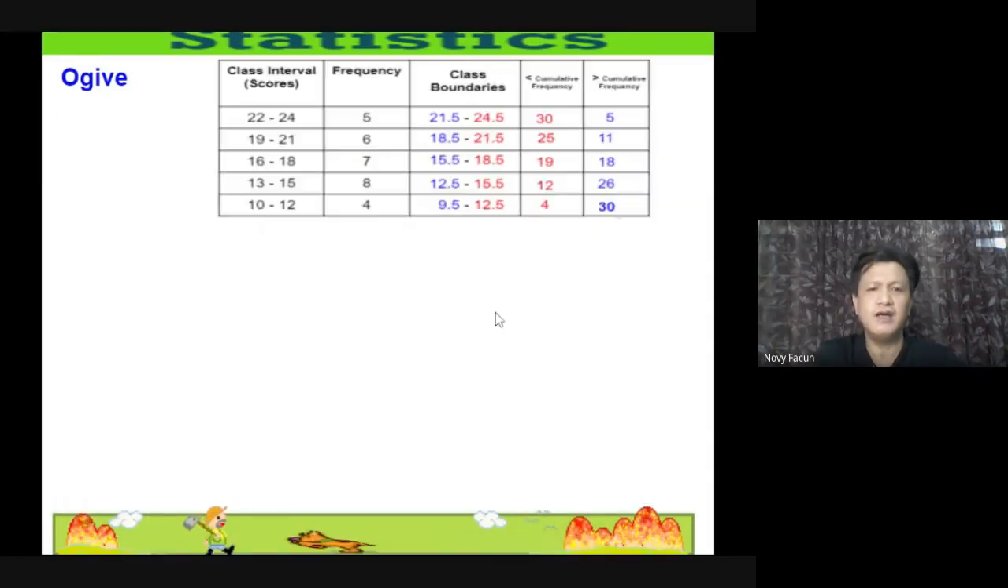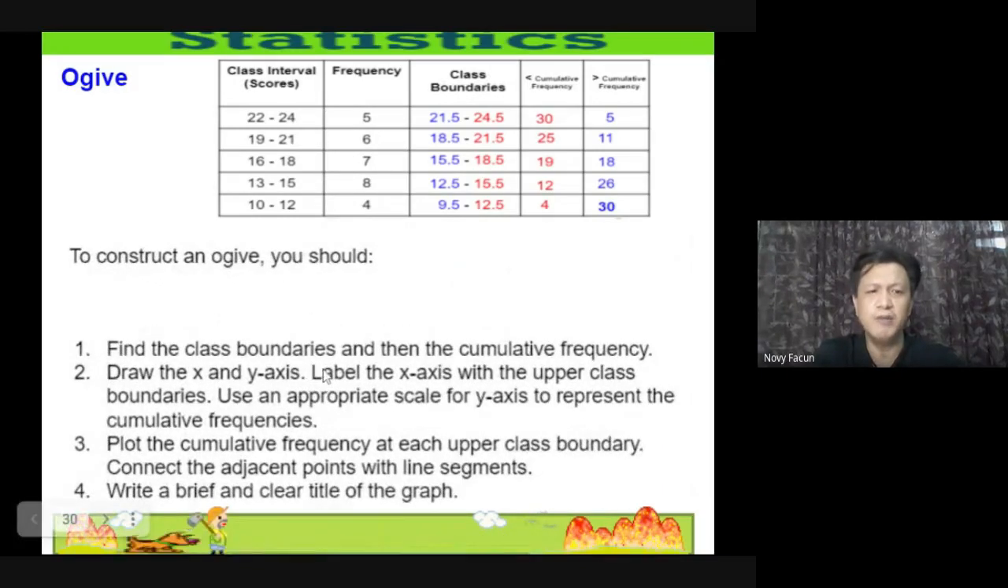So, and then, ito na yung nakuha natin na data. So, therefore, let's go back to the steps. Okay, so first, di ba, nahanap na natin yung ating boundaries and then the cumulative frequency. Magdodraw na tayo ngayon ng X and Y axis. And then, you are going to label them using the upper class boundaries. But take note, ini-include natin yung lowest class boundaries natin.